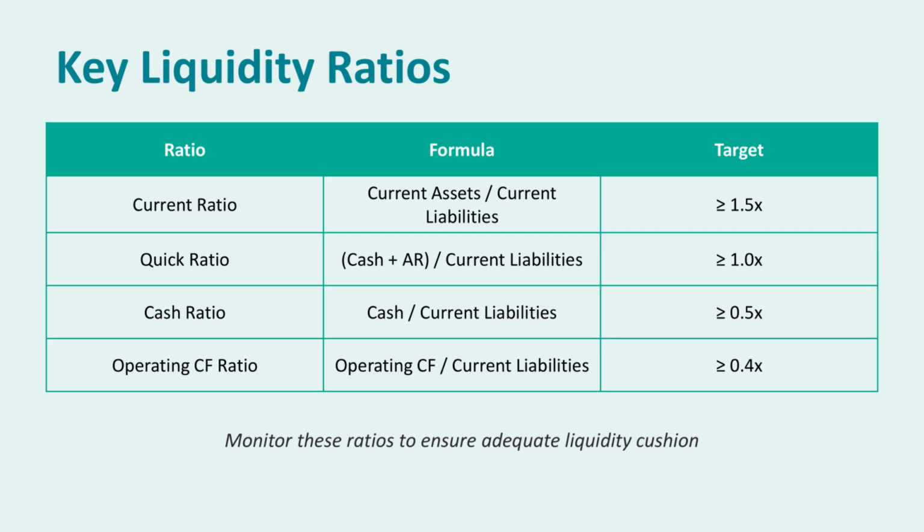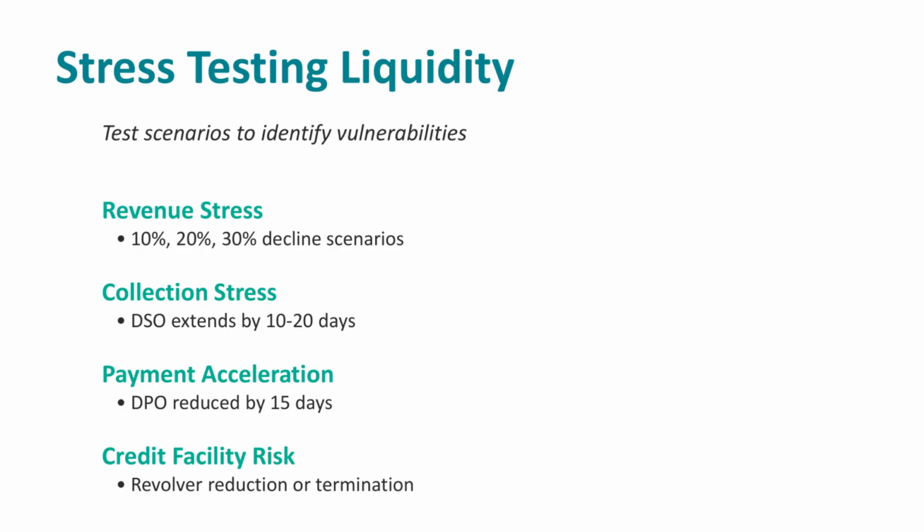The current ratio, quick ratio, and cash ratio provide different lenses on your ability to meet short-term obligations. Aim for targets that provide an adequate cushion for your specific business model and industry. Stress testing is vital for robust financial planning. Test your liquidity against revenue declines, collection delays, or credit facility reductions. Knowing where your vulnerabilities lie allows you to build contingency plans and stay ahead of potential crises before they occur.